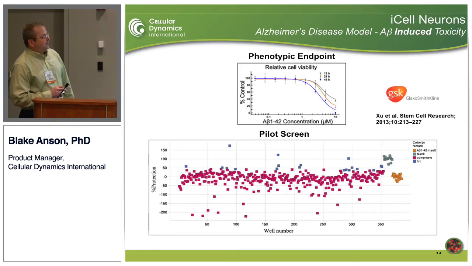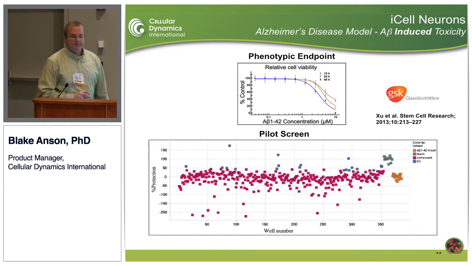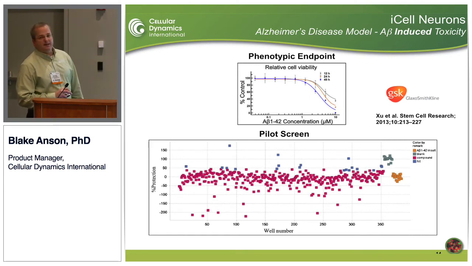2 panels here from a paper published by GSK looking at Alzheimer's, specifically at A-beta toxicity in Alzheimer's. The simple phenotype here is neuronal viability, and the experiment was to expose cells to the A-beta peptide to induce the toxicity, and then screen for compounds that rescue that viability. And what they found is several compounds that gave them positive hits.